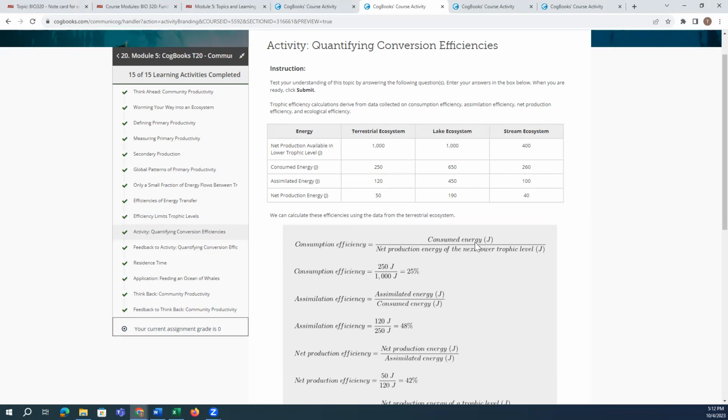If you have this equation, you know that it's consumed energy, so you can find that up here. For terrestrial, it would be the 250. And then the net production energy of the next lower trophic level. This is the lower trophic level here, and that's 1000. So it would be 250 over 1000 equals 0.25, or 25%.